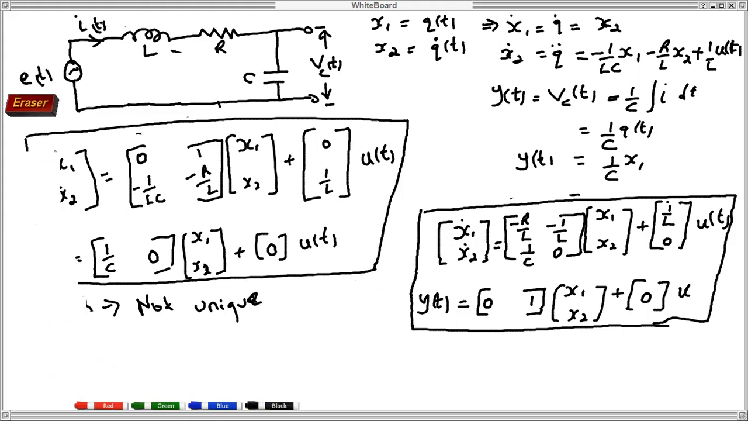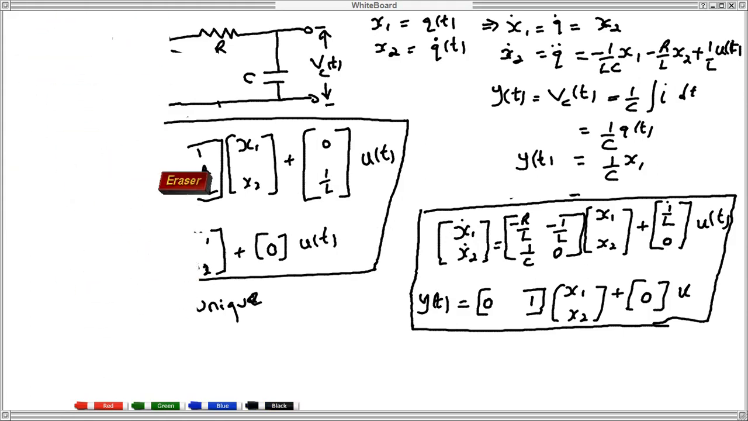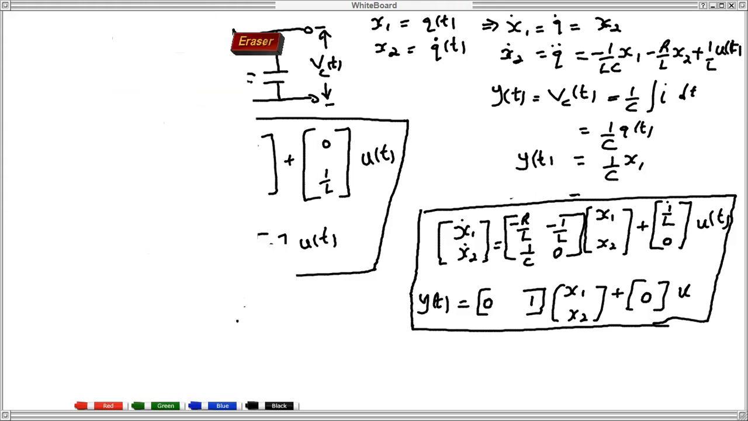We can take another illustration of an electrical circuit.